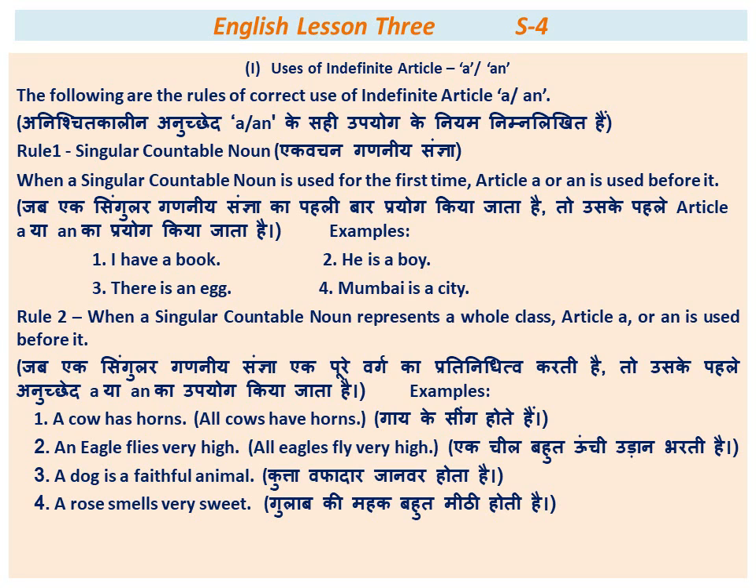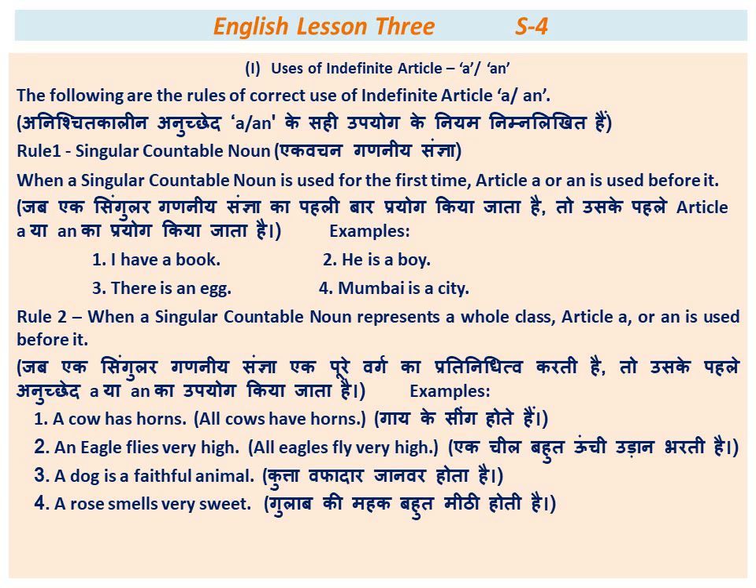So now we move to rule number 2. When a singular countable noun represents a whole class, article a or an is used before it. जब एक सिंगुलर गणनीय संज्ञा एक पूरे वर्ग का प्रतिनिधित्व करती है तो उसके पहले अनुच्छेद ए या एन का उपयोग किया जाता है. एग्जाम्पल्स, ए काउ हैज हॉर्न्स. ऑल काउज हैव हॉर्न्स. Example number 2, an eagle flies very high. An eagle flies very high. All eagles fly very high.